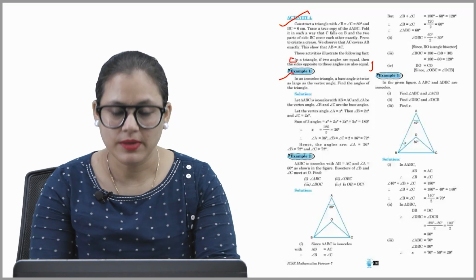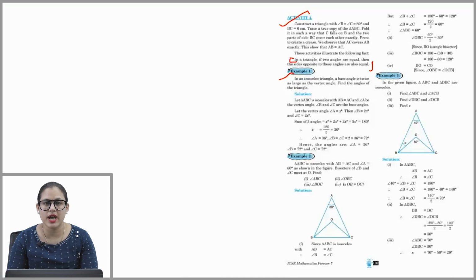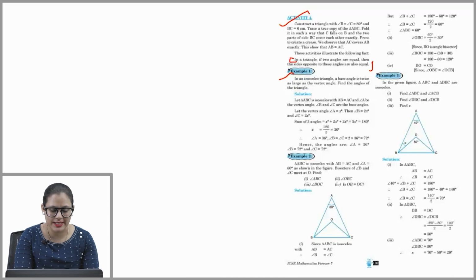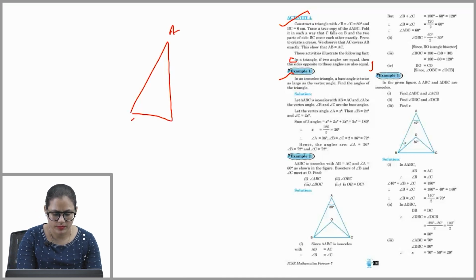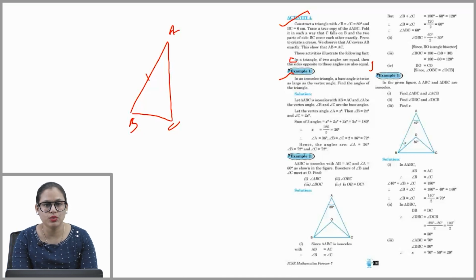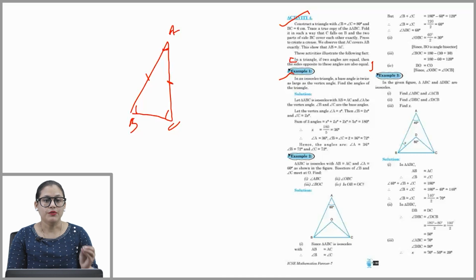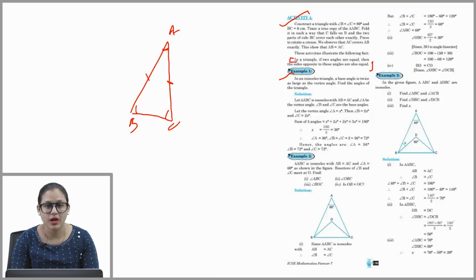Okay. Example 1. In an isosceles triangle, a base angle is twice as large as the vertex angle. Find the angles of the triangle. Okay. Let ABC be an isosceles triangle with AB equals AC. Angle A, this is the vertex angle, and angles B and C, these are the base angles. Now, how much is the vertex angle given here? Base angle is twice as large as the vertex angle.